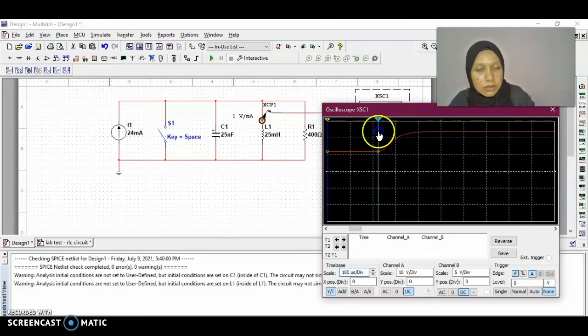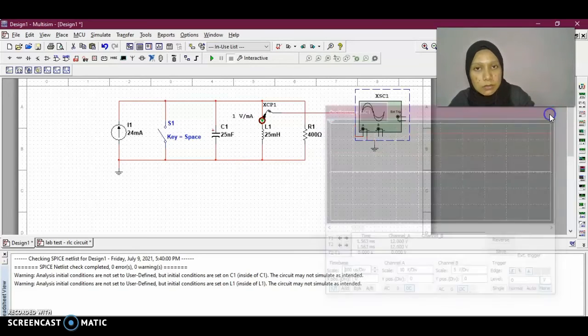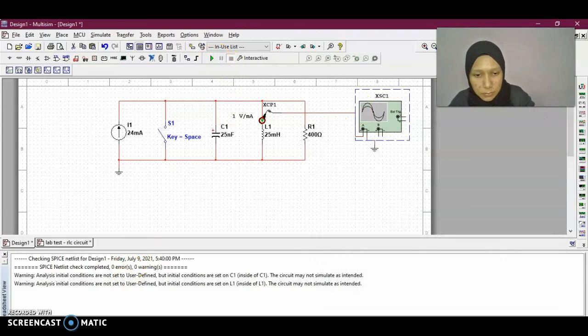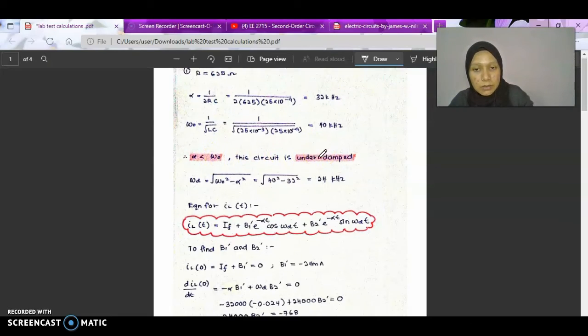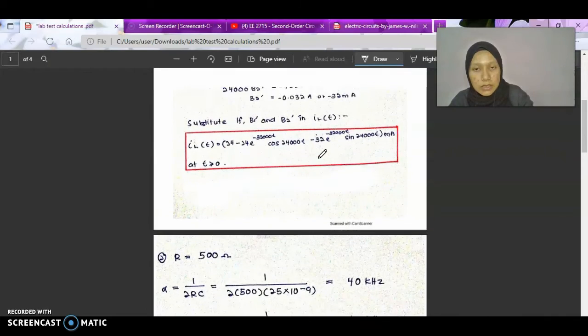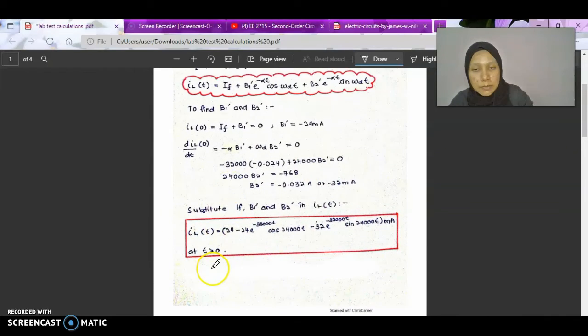Okay, so now I will show the calculation to verify our output just now. When the value of resistor is equal to 625 ohm, when we calculate the alpha and the omega node, we can see that the value of alpha is less than omega node, which means that at this time this circuit is underdamped. Okay, so when we calculate it, we will get this expression for IF.